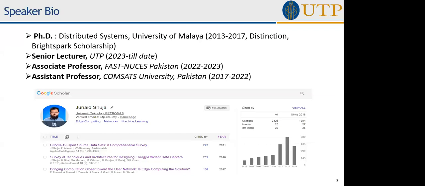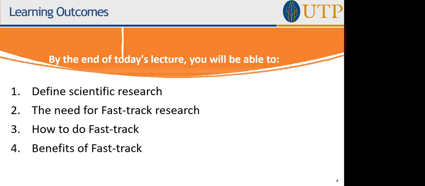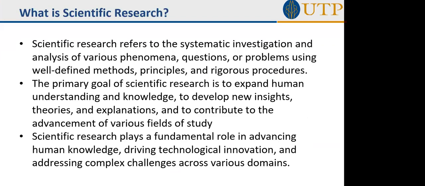This is a screenshot of my research profile. I will discuss this in detail. I will provide the link and also discuss how this is related to fast track research, the title of our talk today. So the learning outcomes of today's lecture are to define scientific research, the need for fast track research, how to do it, and what the main benefits of doing fast track research are.